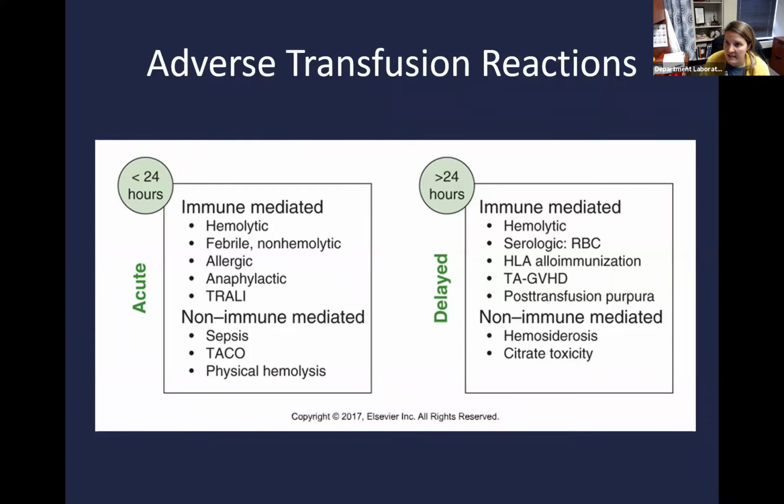Graft versus host disease is immune, but symptoms do not appear until days later. And then some non-immune delayed reactions: hemosiderosis for those patients that are multiply transfused, like sickle cell and alpha thalassemia, and then citrate toxicity for those apheresis patients.